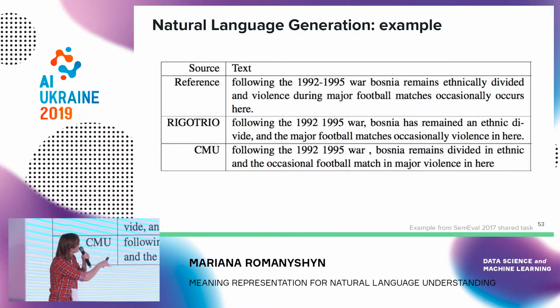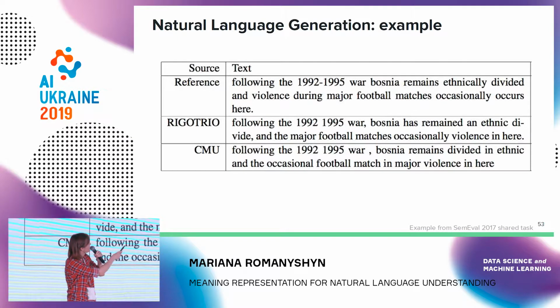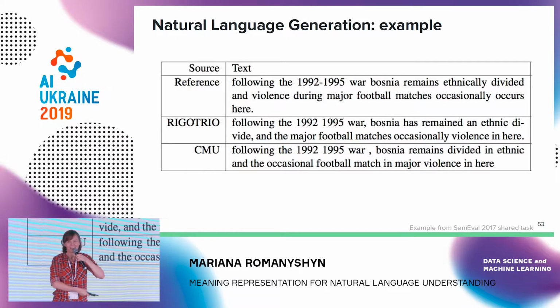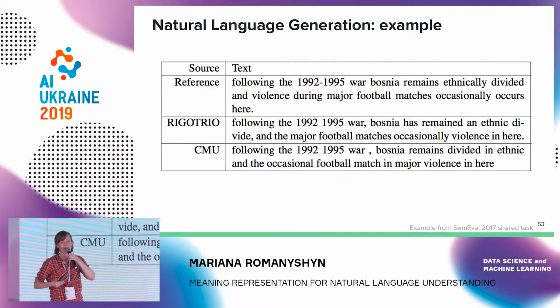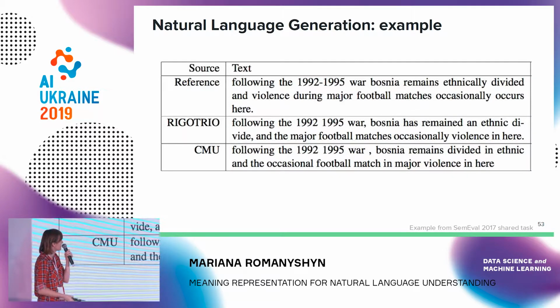But then the system screwed up a little bit because it said, "and the major football matches occasionally violence in here." So in the place of violence, there should have been some kind of verb, but the system couldn't generate it, so that's why the sentence gets a little bit screwed up here.